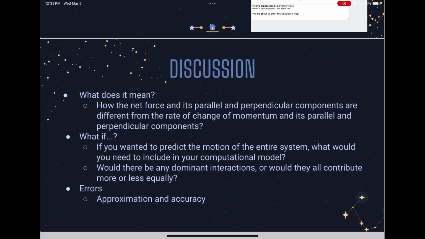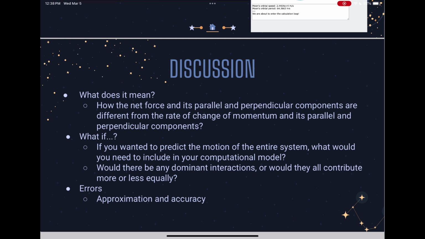So what does this mean? We are asking how the net force of the parallel and perpendicular components is different from the rate of change of momentum of its parallel and perpendicular components. Well, this is just a trick question because they're the same. But the rate of change of the momentum is easier to calculate. So that's why we calculated the parallel and perpendicular forces from that change of momentum in order to find the total net force.